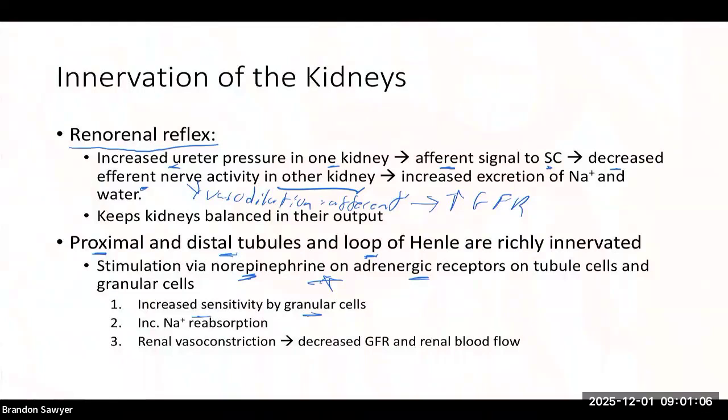Okay, so we're increasing sensitivity of the granular cells. We're increasing reabsorption of sodium. And then we're getting renal vasoconstriction as well, which would then decrease our GFR, meaning we make less filtrate, and decrease renal blood flow as well. So if we think about this, all of these things are slowing down urine production. If we're increasing the sensitivity of the granular cells, that means we're more likely to release renin.